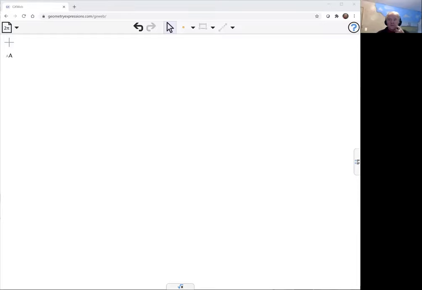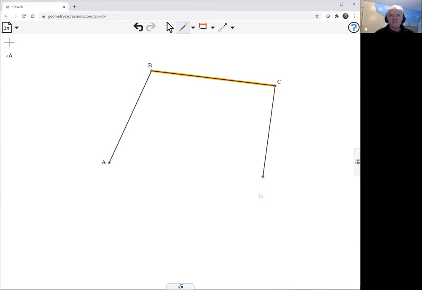So I'm going to prove a theorem about a cyclic quadrilateral. To create a cyclic quadrilateral, that is a quadrilateral all of whose vertices lie on the same circle, here's what I do.